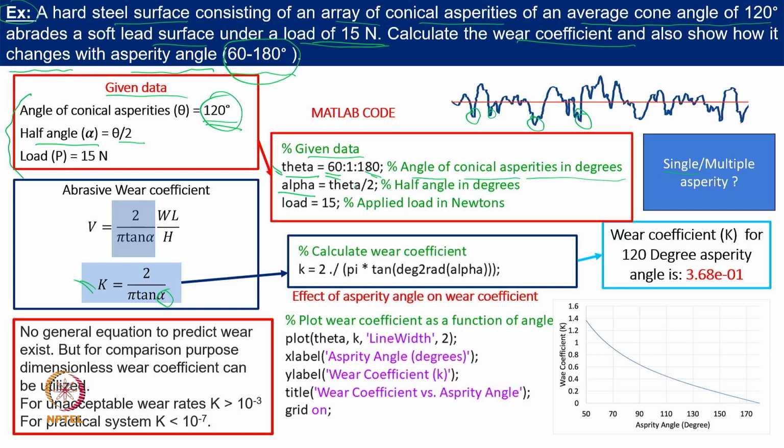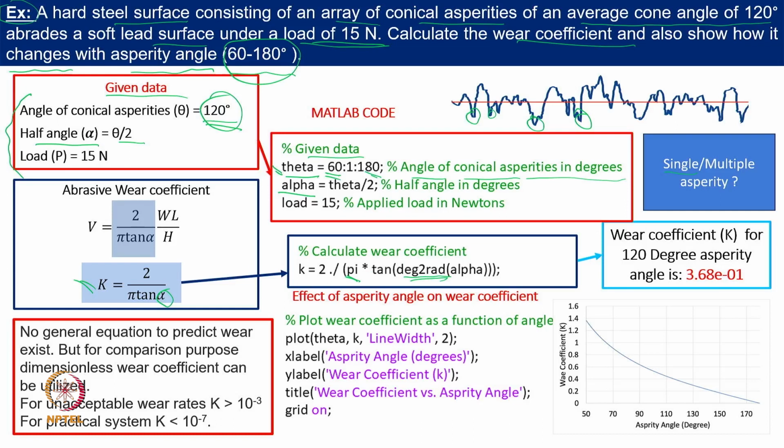Now, once alpha is known, I can write the k value in terms of alpha. Here the formula is already given: 2 divided by pi. Pi is already a symbol available in MATLAB, so we can write pi directly; we do not have to write 3.14 something. Tan is generally expressed in terms of radians, so that is why we convert alpha, which I give in degrees, to radians for the calculation, and that is mentioned here. This will give you the value of k.